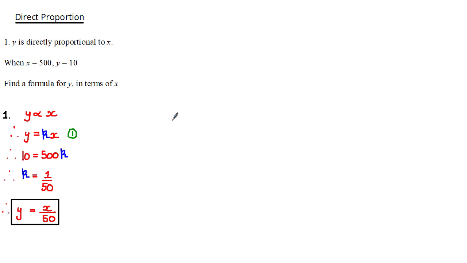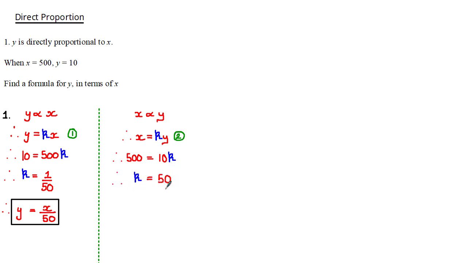So using the same method to look at this relationship the other way around, we could first start by writing this statement, x is proportional to y, and therefore x is equal to ky, where k is our constant of proportionality to be found. Let's label this equation 2. Now, in order to find k, we need to sub these values of x and y into equation 2, and therefore we get that 500 is equal to 10k. And dividing both sides of this equation by 10, we get that k is equal to 50.